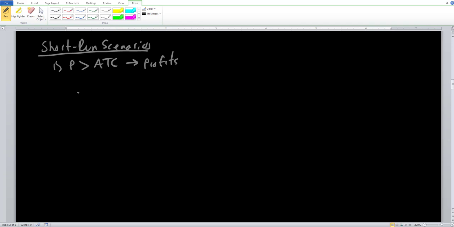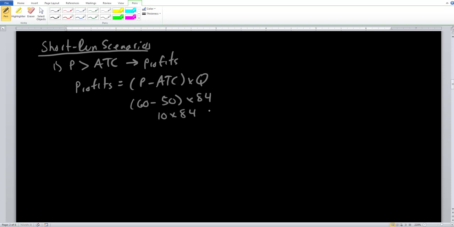So once again, we have the equation for profits, which is profits equals price minus ATC times quantity. And using the numbers that are being provided to us, we can just insert them into the equation right here. Our profit maximizing price was $60. Our ATC was $50. And our quantity was 84. So simplifying this as much as we can, we get 10 times 84. So the firm is going to be led to $840 worth of total profits.